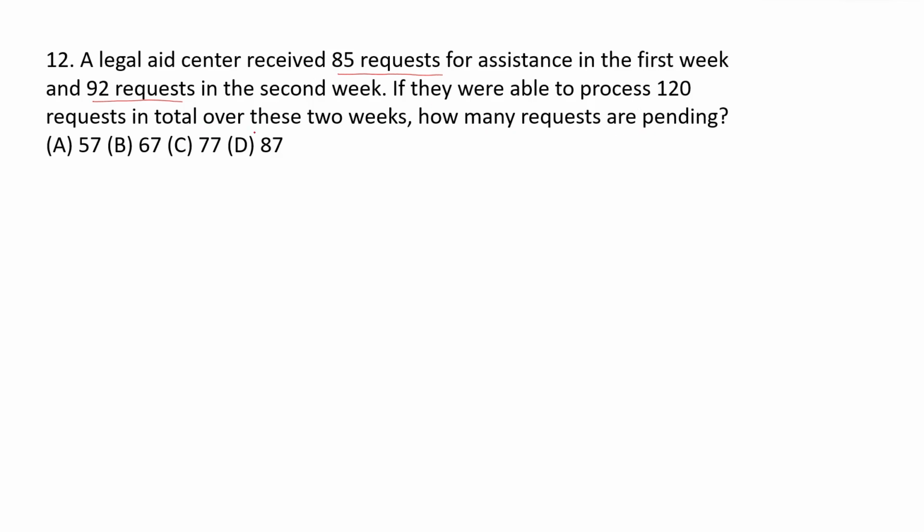So total, how many received? So total received is 85 in the first week, right? Plus 92 in the second week. Add them up, 85 and 92. 5 plus 2 is 7. 8 plus 9 is 17. So the total requests received in 2 weeks is 177.